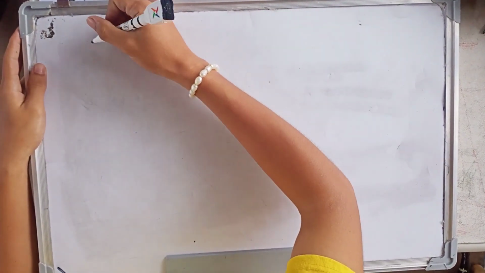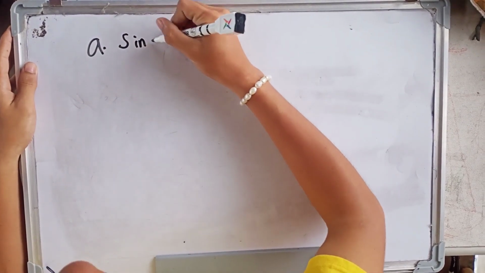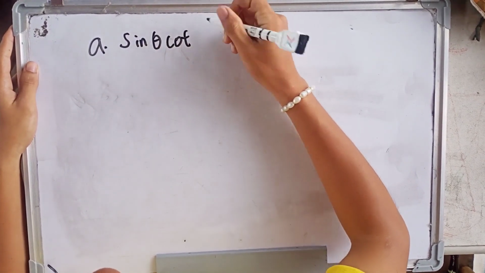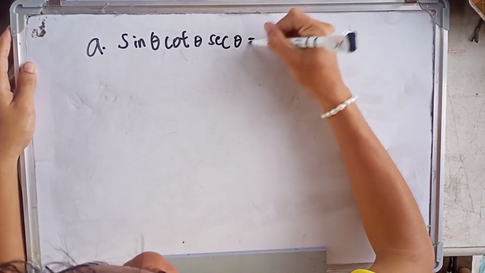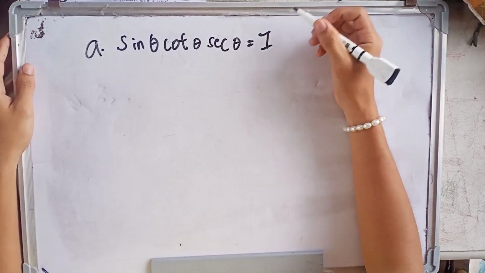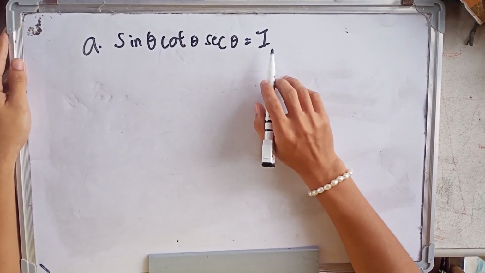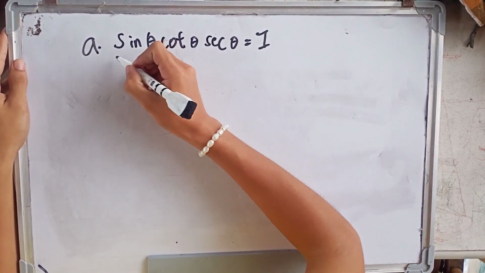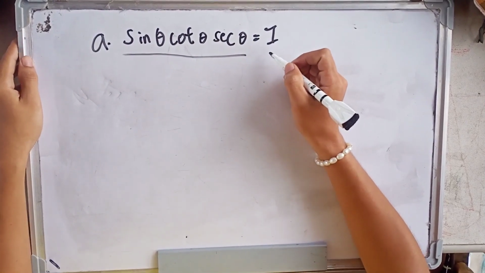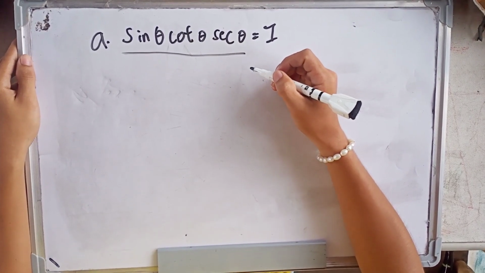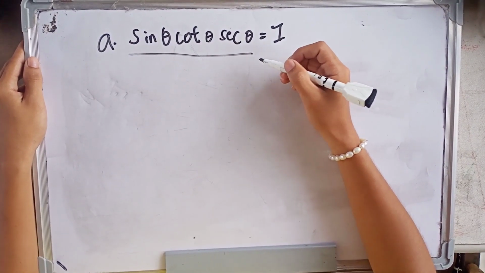So this is the first example, Example A. This is the first given: sine theta, cotangent theta, secant theta is equal to 1. We need to show that the left side is equal to the right side. Use the fundamental identities on the left side. We should use those identities to prove or solve this problem.